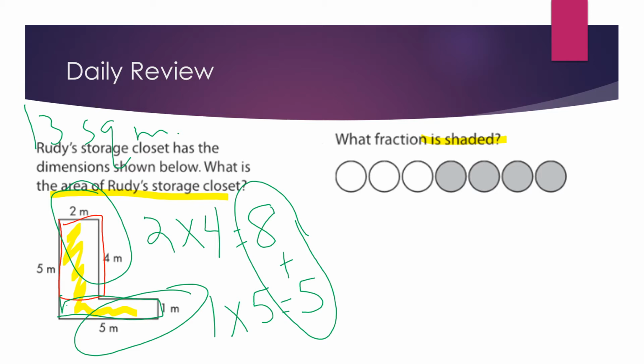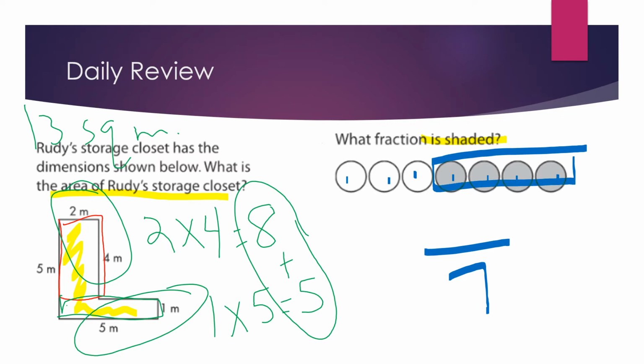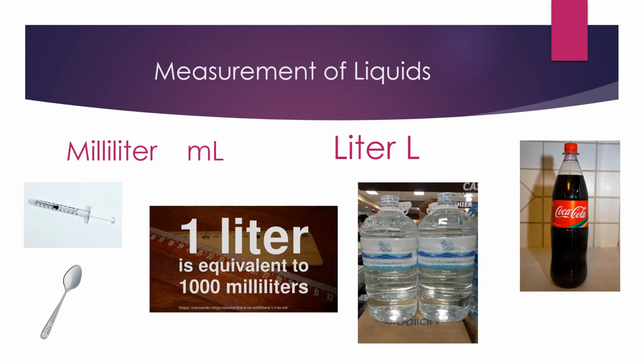So the first thing I'm going to do is count up my little balls to find my denominator. So I have 1, 2, 3, 4, 5, 6, 7. So 7 is the total number, that's my denominator. And then the ones that are shaded are right here. So that's going to be 4. I have 4 sevenths. Okay, so measurement of liquids, we look at measurement in two forms.